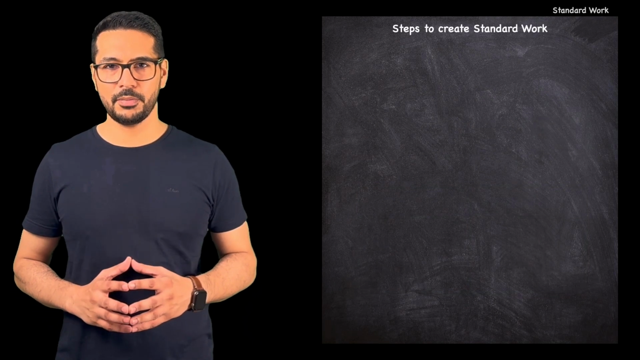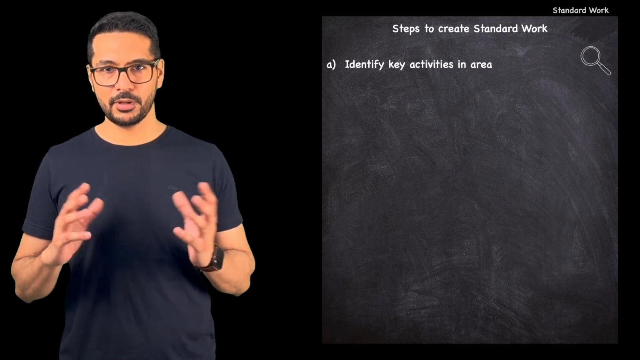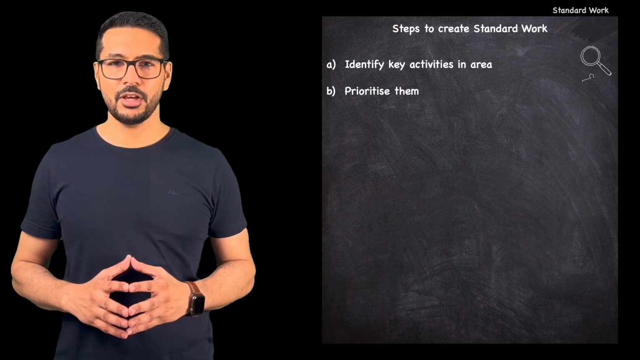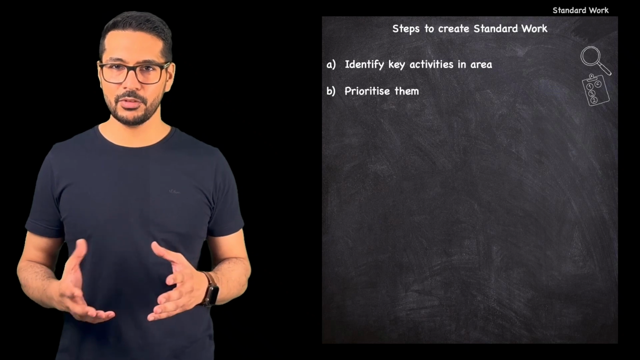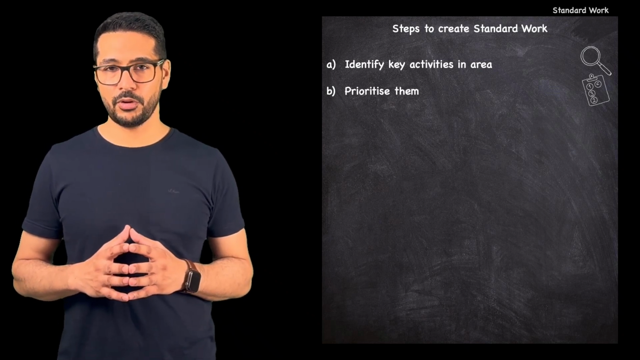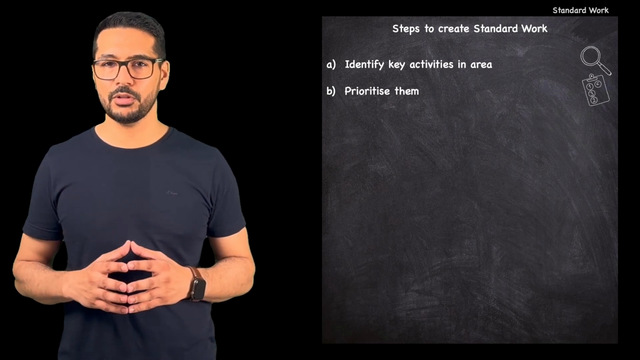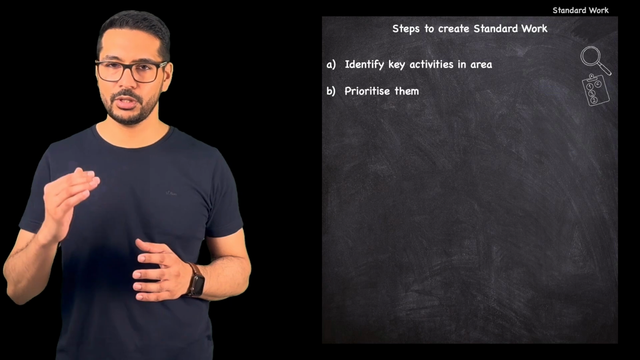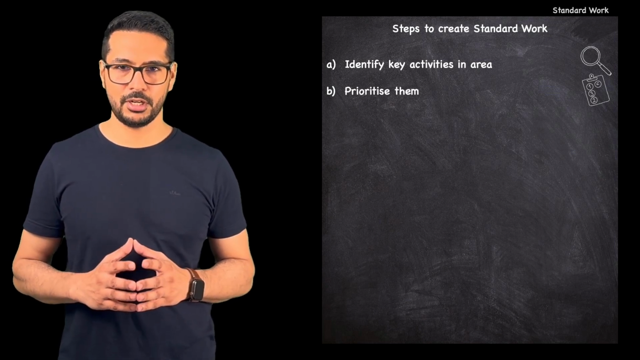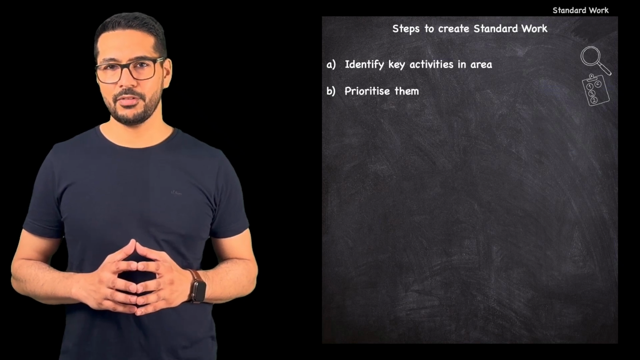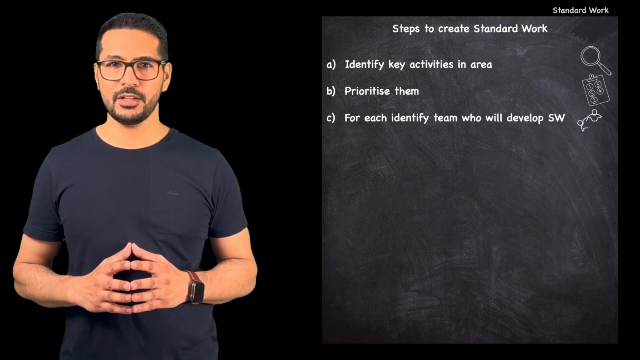How to create standard work? The very first step is to identify all the key activities which are being performed in that area, and the next step is to prioritize them. We cannot create standard work for each and every activity, so it is required to prioritize and start with the most important, and then depending upon the resources and importance you can stop after covering some of the key activities for creating standard work.